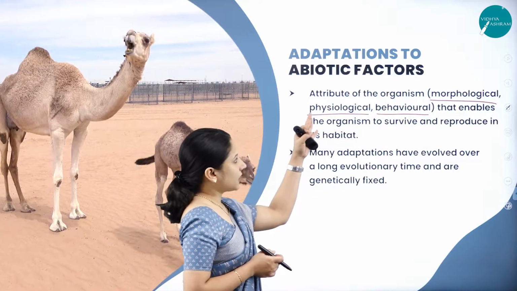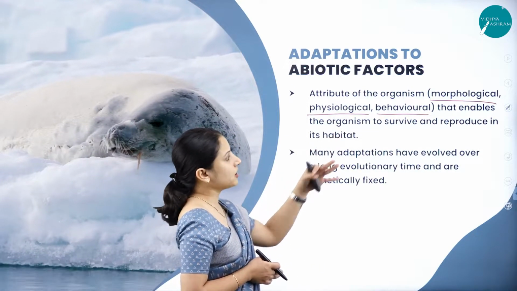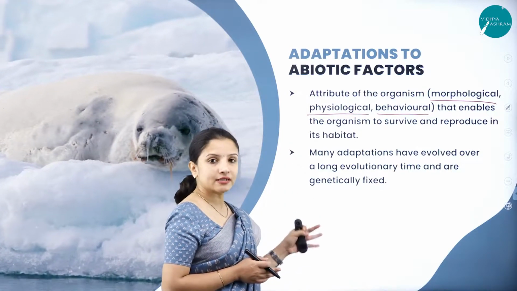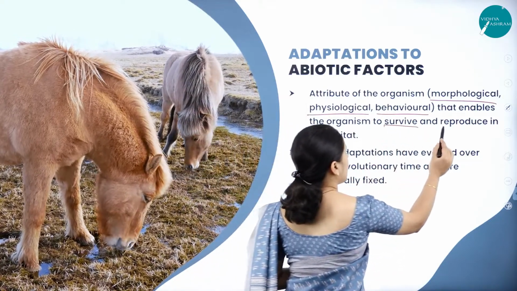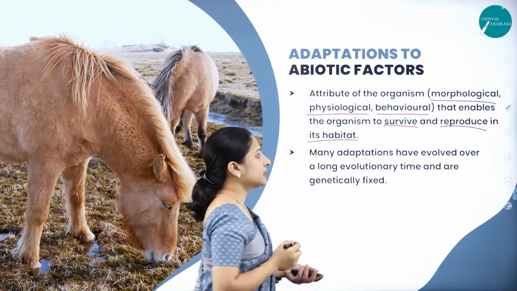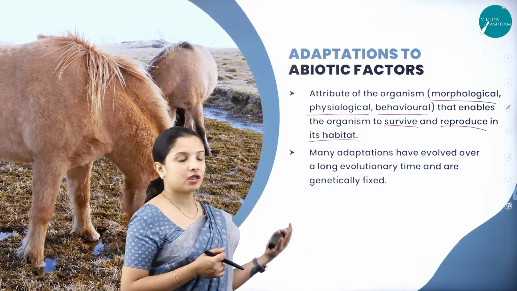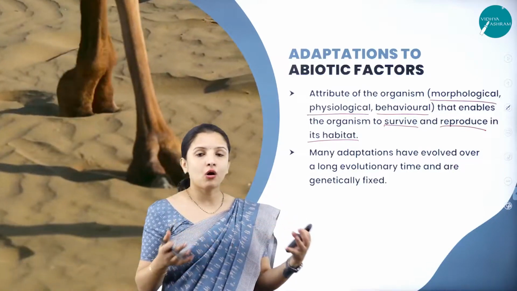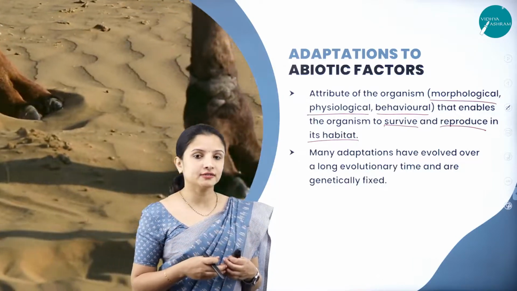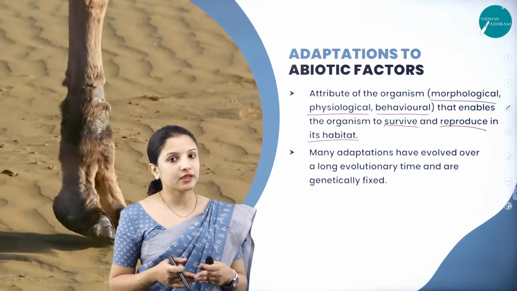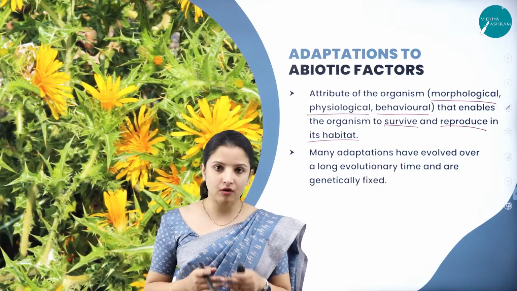So, the attributes of the organism such as morphological, physiological, behavioral are the different characteristics that enable the organism to survive and reproduce in its habitat. And also, there are many adaptations that have evolved in a particular organism over a long period of time, that is, for thousands and thousands of years. And we all know that evolution is one of the important factors for the survival of the organism.